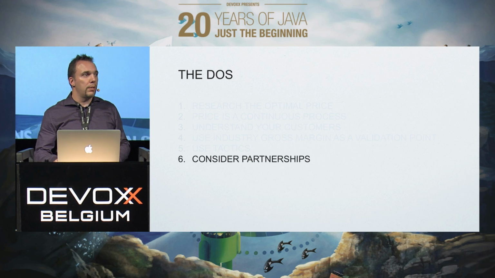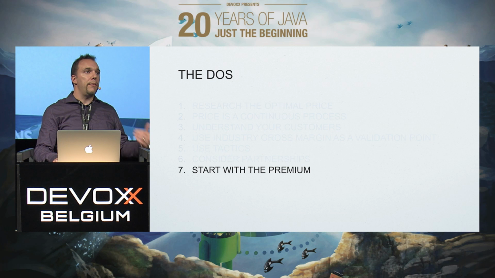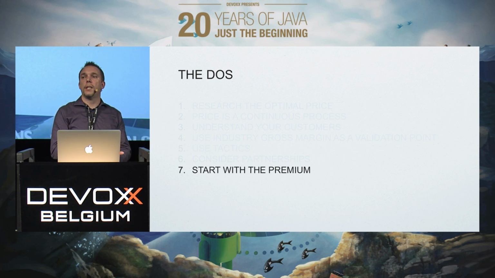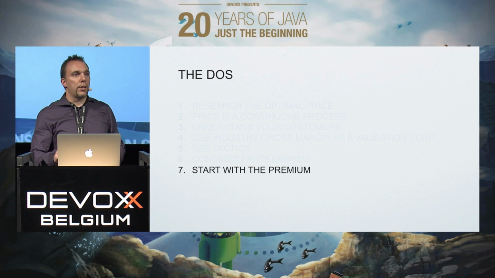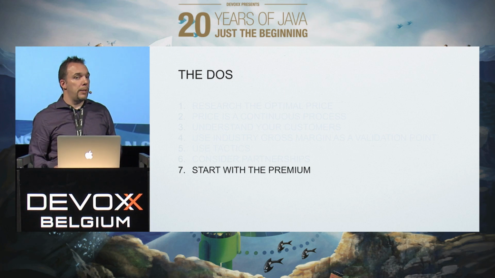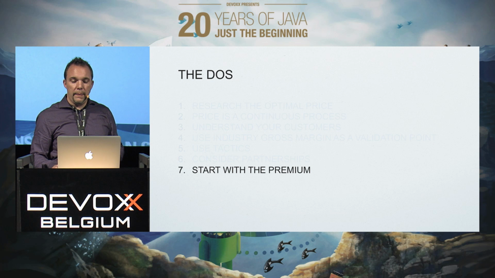Consider partnerships. You might not be doing everything on your own, but if you use partners, make sure there is money to be made by them as well. Never start out with the freemium part. Always start with the premium part. I covered that as well.